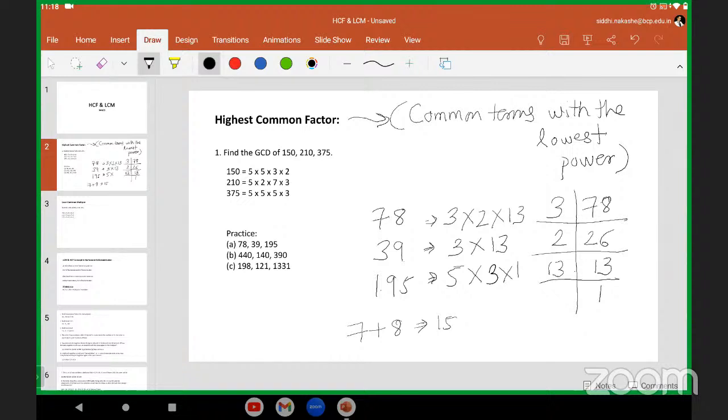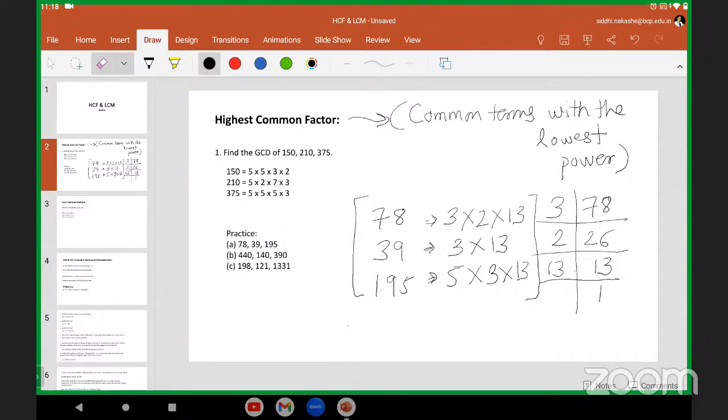Everyone got this point of factorization? Yes or no? You can put in the chat yes or no. Okay, fine. So now what you have to do again is find the common numbers. So what are the common numbers over here? Anyone? 3 and 13. 3 and 13.